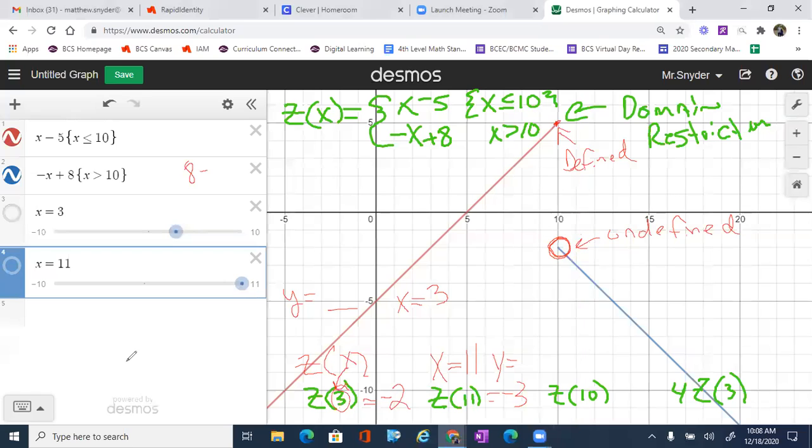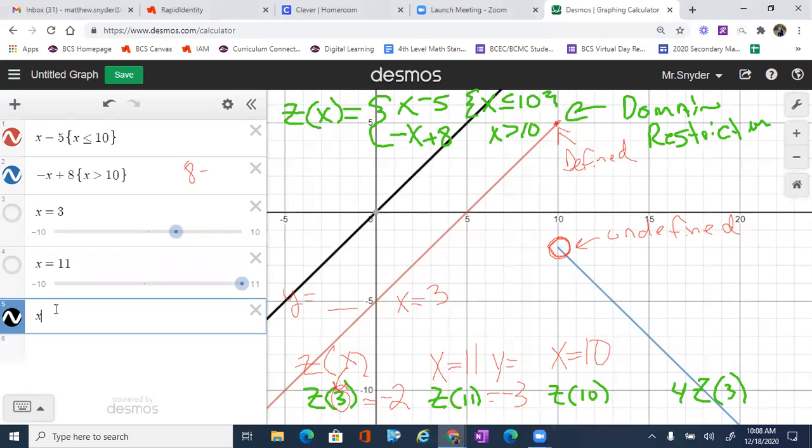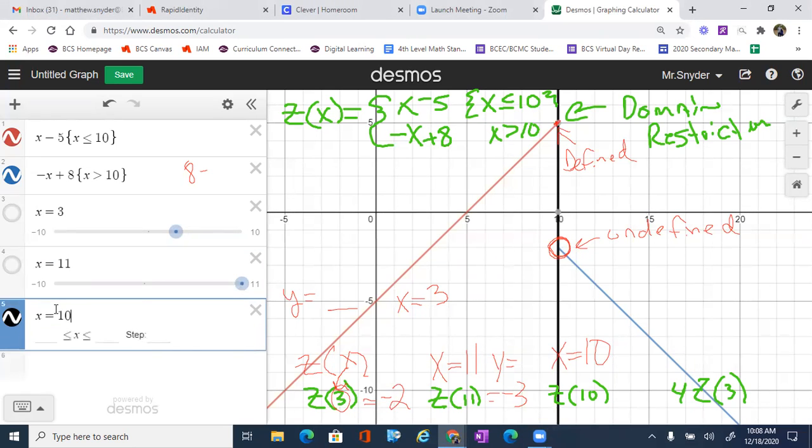Okay, so let's go ahead and check the next one after that. I'm going to turn this one off. And it says find z of 10. Okay, so z of 10, that tells us that we're going to be looking for when x is equal to 10. So I type it in, x equals 10. And notice what it does. It goes right through that little undefined section. And then it also goes through the defined section.